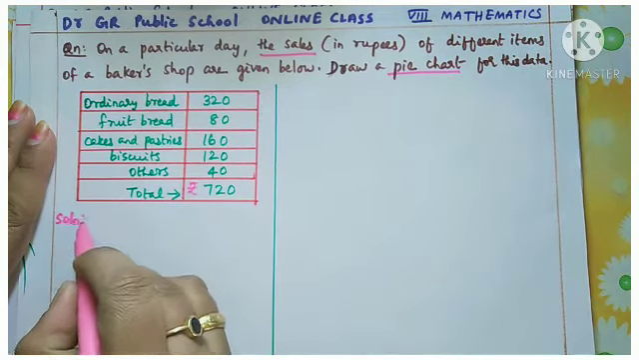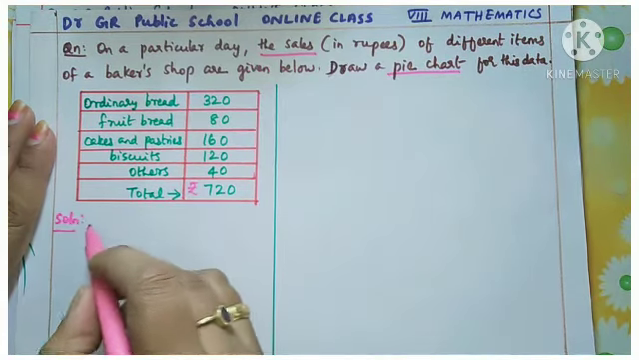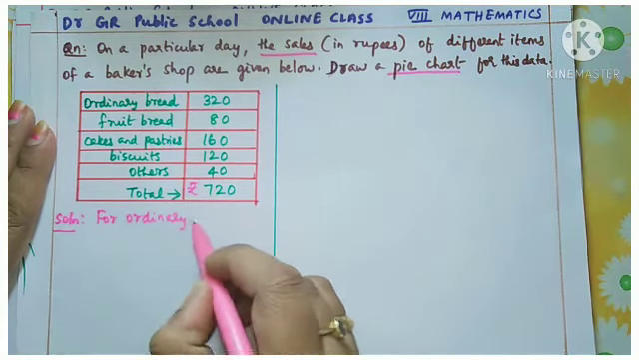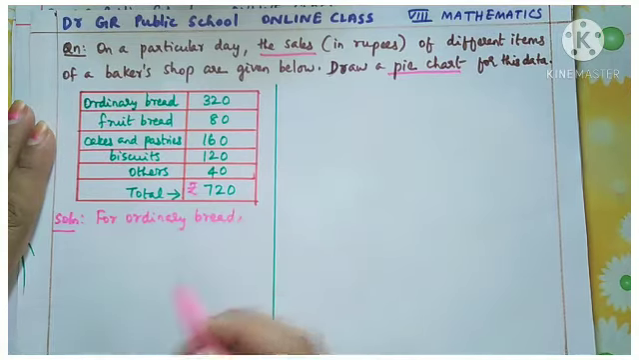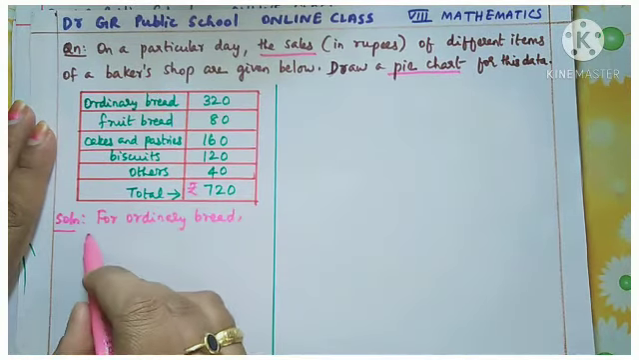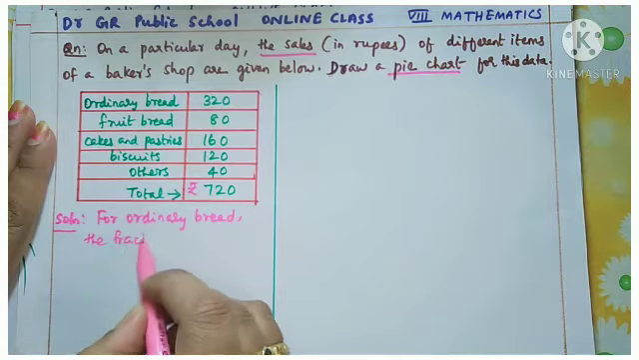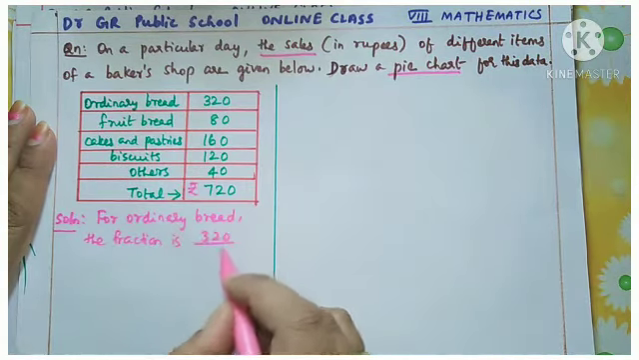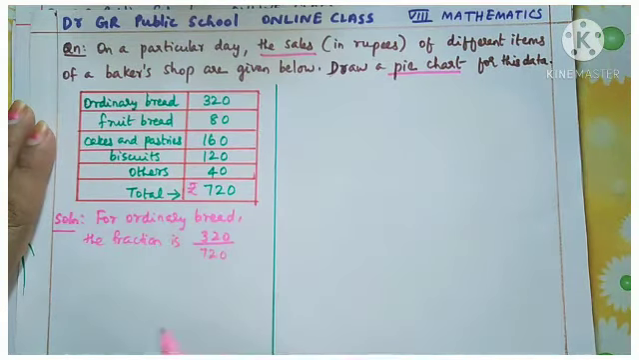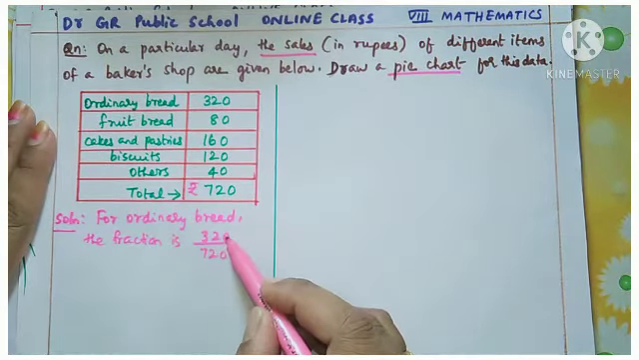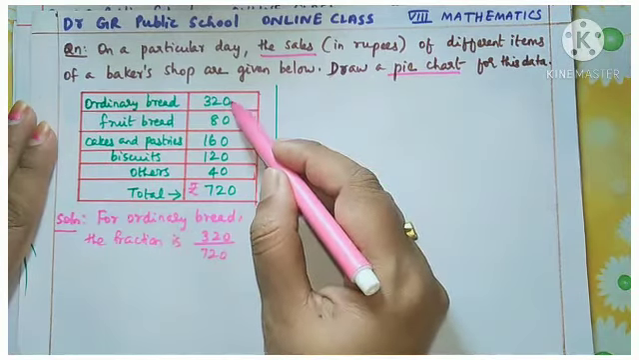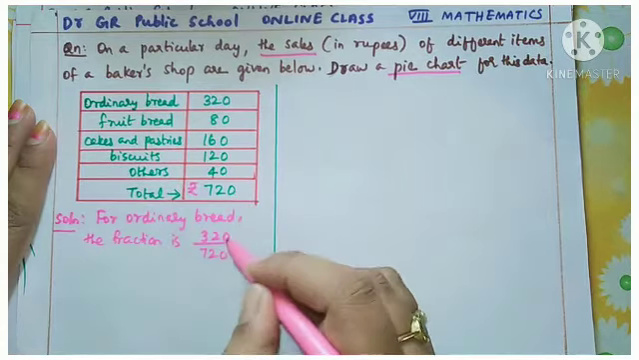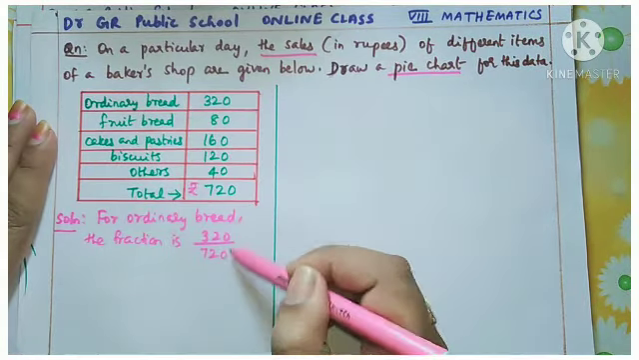So how we are writing? All of you see. For ordinary bread, first item, the fraction is 320 by 720 because 320 is the sales for ordinary bread and 720 is the total sales. Okay, so here this is the fraction for ordinary bread.